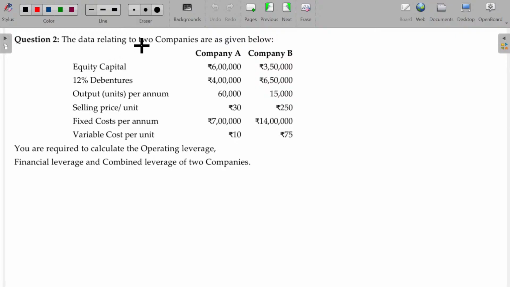The data relating to two companies are given below. Company A and Company B. Equity shares, debentures, output, everything is given. You are required to calculate operating leverage, financial leverage, combined leverage of the two companies. Is that okay? Now come on. We'll start with the sales, Company A as well as Company B.